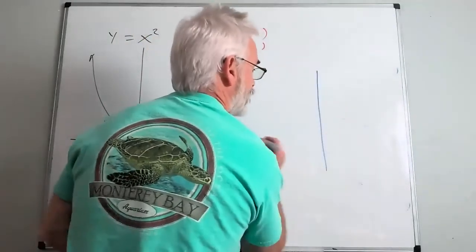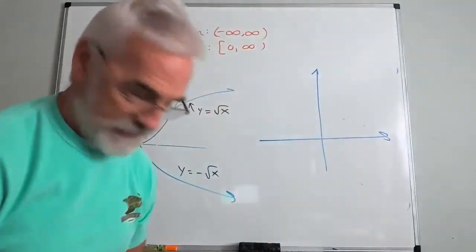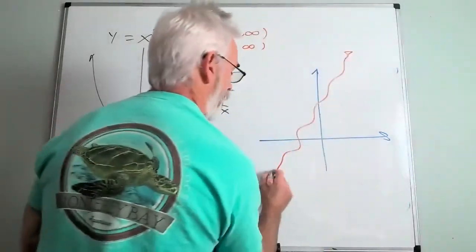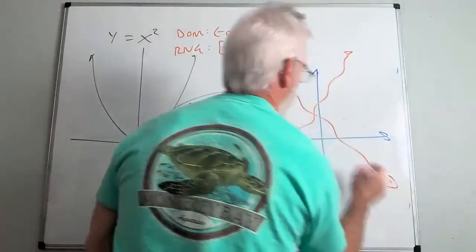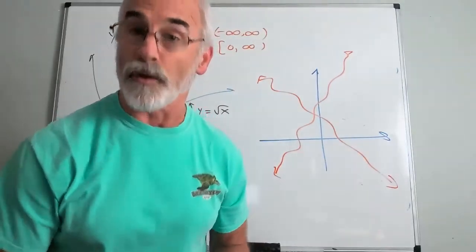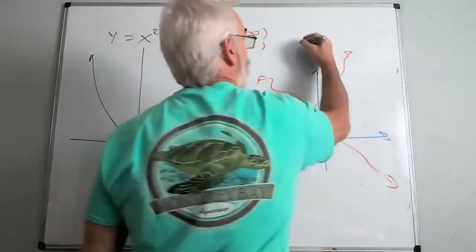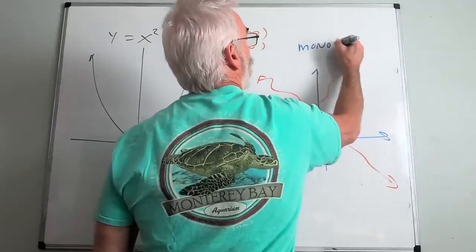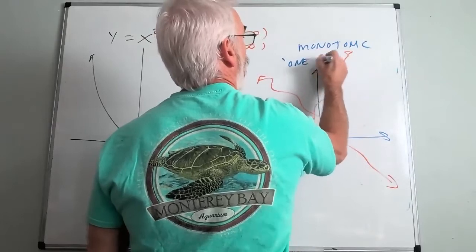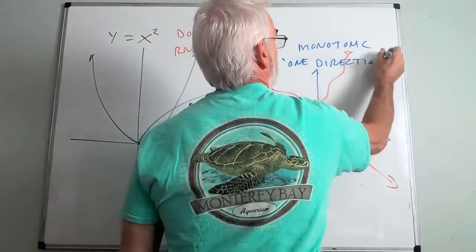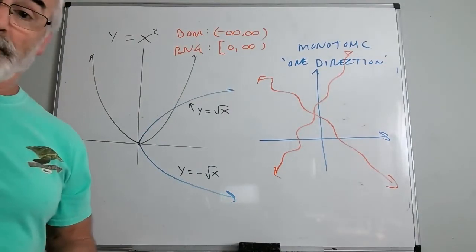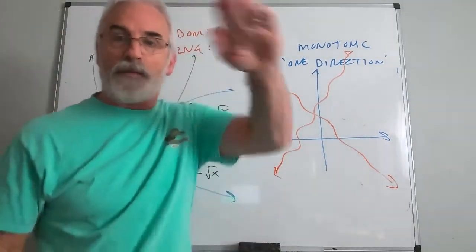If I take a function that is always going uphill or always going downhill, okay, I have a terrible picture. I have a function that is always going uphill or always going downhill. We say the function is monotonic. That literally translates as one direction. Mono, of course, one. If I have a function that is always uphill or always downhill, we say it's one direction. In other words, it didn't go up and turn around.